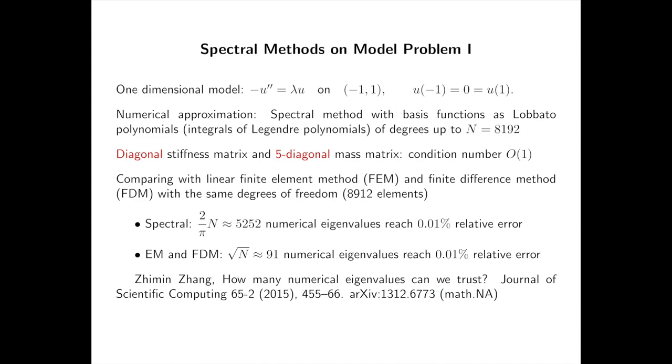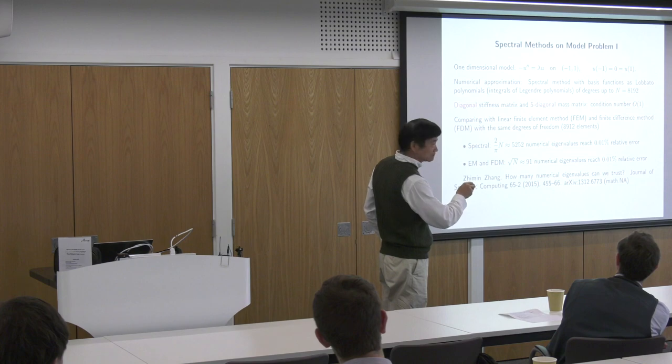Now for finite element and finite difference, based on the theory, if you have this kind of linear convergence rate, you have square root of n, about 8,190, about 91 numerical eigenvalues reaching this. For the spectrum, there's 2 over pi, almost one-third, this many numerical eigenvalues can reach this. But the finite element and finite difference only, they have the same degree of freedom.